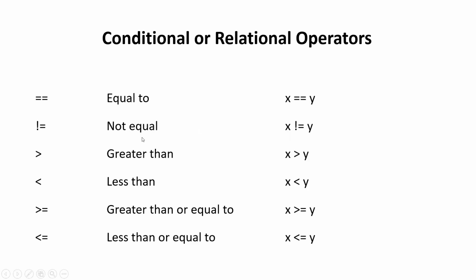Here are some conditional or relational operators: double equal, equal to, x equal y. Not equal, it's called not equal. Greater than, less than. Greater than or equal to, less than or equal to. So let's do them practically.